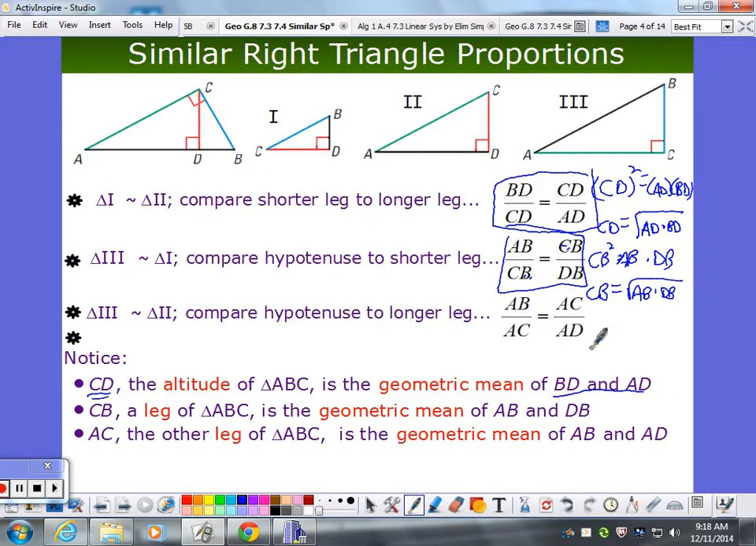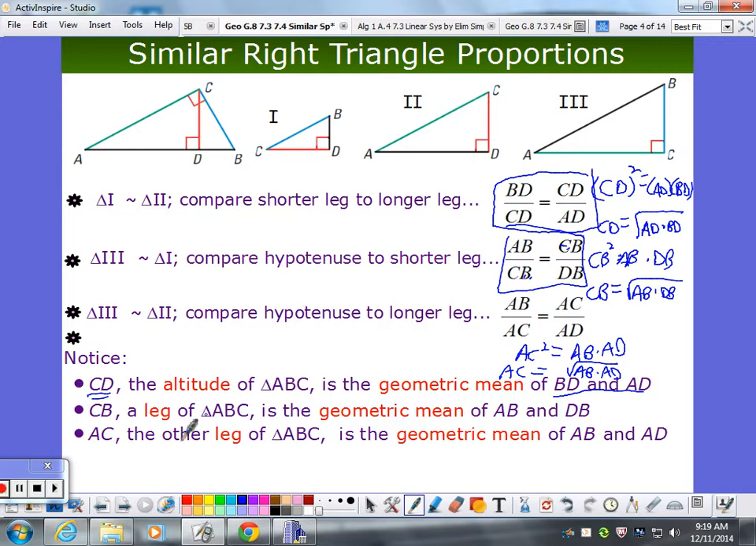And let's see what's going on here. AC, which is this leg of this triangle, is the geometric mean of AB and AD. Why? Because I've got this proportion. AC squared equals AB times AD, which means AC is the square root of that. That's a geometric mean. Square root is a number. So AC is the geometric mean of this whole thing and this segment. Alright? Semi with me?